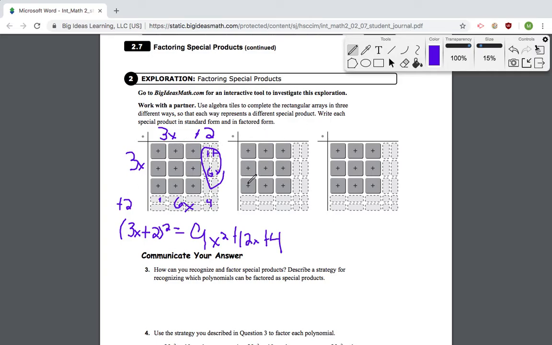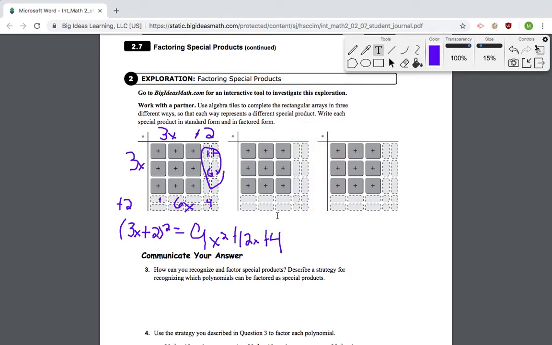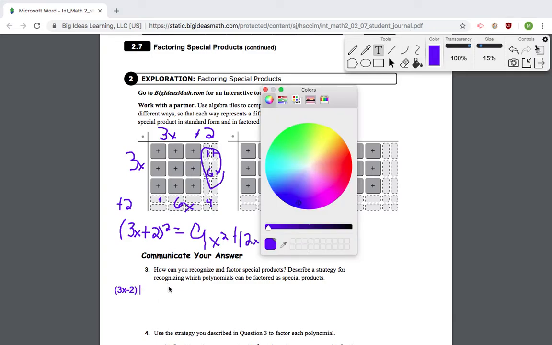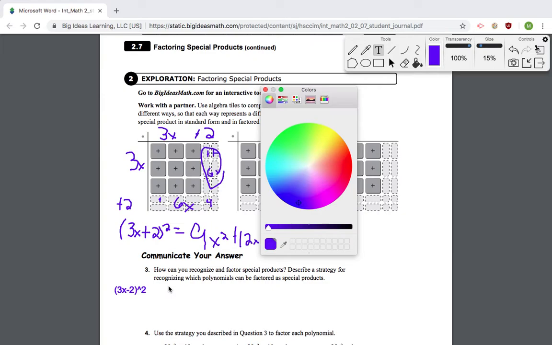Here you could do 3x minus 2, 3x minus 2. And then here you could do 3x plus 2 and 3x minus 2. And to see what you get in factored form and standard form, it's really important for you to do that. So you guys notice the different pattern, which I will type out right now. So the other ones are 3x minus 2 squared. This caret just indicates an exponent.